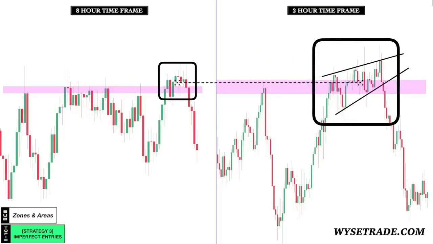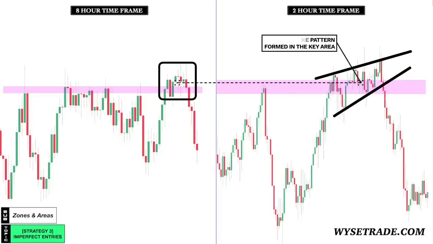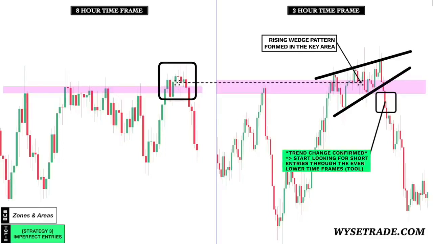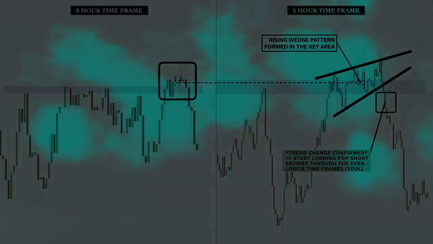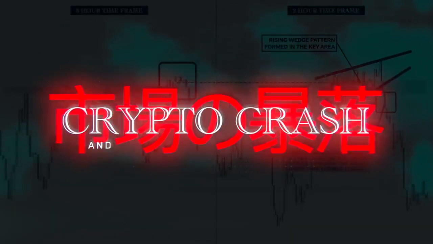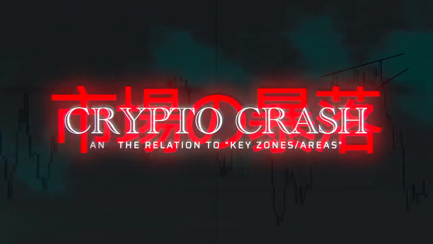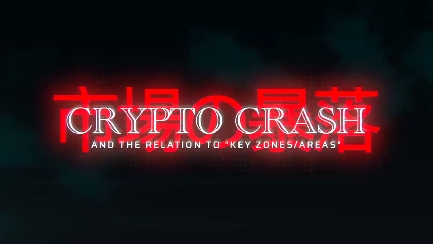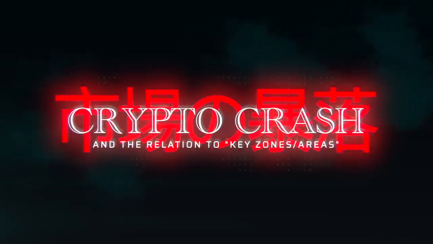So inside of the candlesticks, you had a perfect rising wedge form. Once price breaks below with a bearish momentum candle, trend change confirmed, and is when you would start looking for short trades through the even lower intraday timeframes. Now, while on the topic of imperfect trading and trading zones and areas, we want to show you something interesting that occurred on Bitcoin before it crashed.